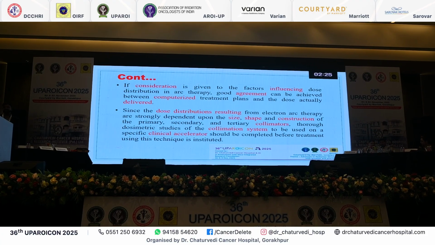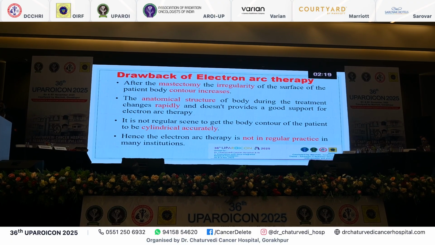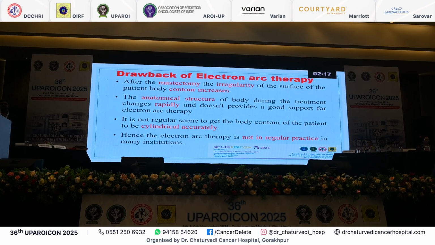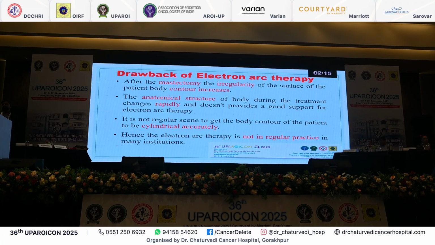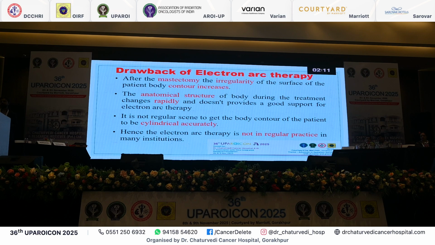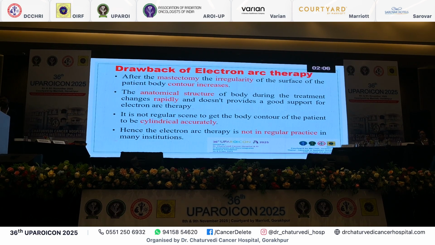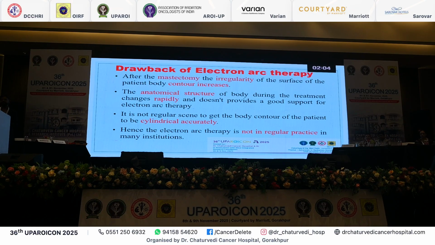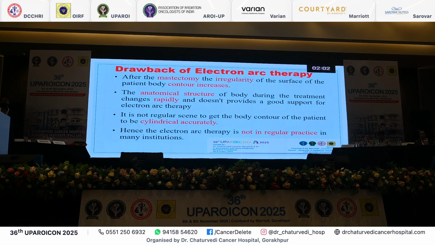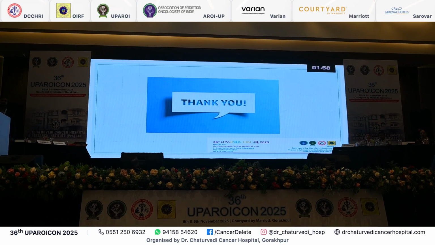A drawback of electron therapy: first, after mastectomy, the irregularity of the surface of the patient body may increase. The anatomical structure of the body changes rapidly during treatment and doesn't provide good support for electron arc therapy. It is not regularly seen that the body contour of the patient is accurately cylindrical. Hence, electron arc therapy is not a regular practice in many studies. Thank you.